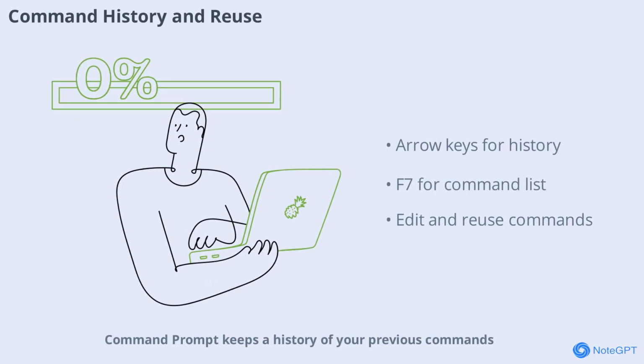Command Prompt keeps a history of your previous commands. Use the up and down arrow keys to scroll through them. This saves time when repeating or editing commands. You can also press F7 to see a list of recent commands in a pop-up menu. Efficient use of command history can greatly speed up your workflow, especially during troubleshooting or repetitive tasks.